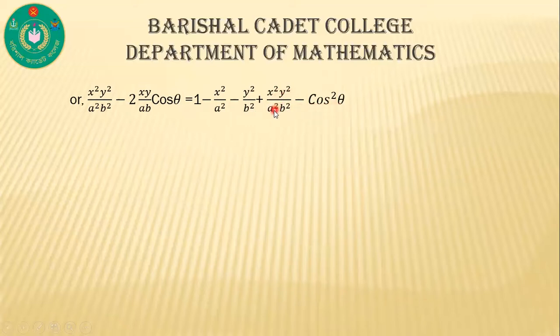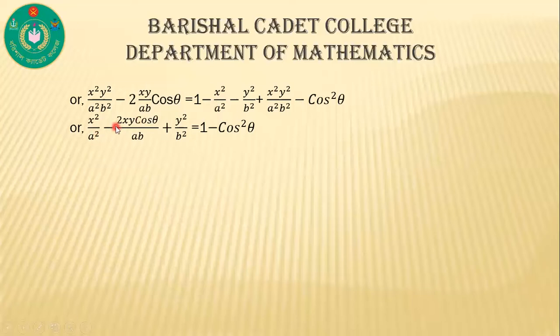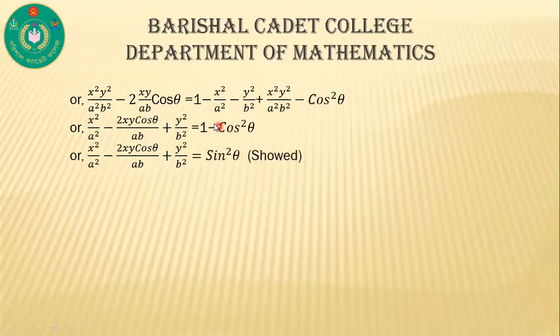Here x square y square by a square b square cancel. Then we can write x square by a square minus 2xy cos theta by ab plus y square by b square is equal to 1 minus cos square theta. We know 1 minus cos square theta is equal to sin square theta. Here putting this value, this is proved.